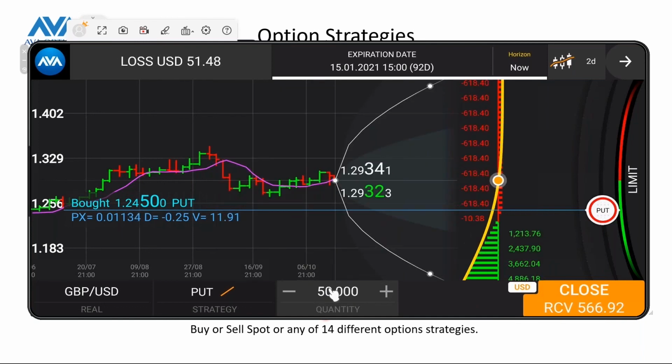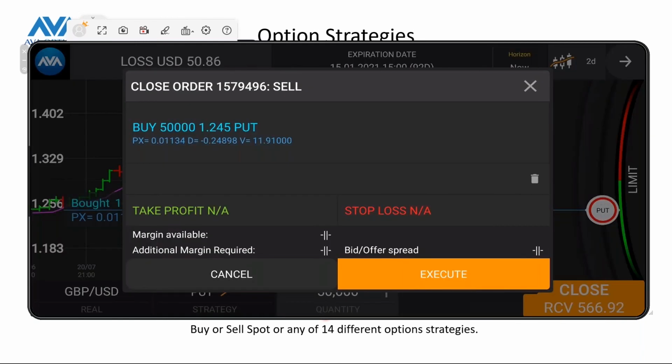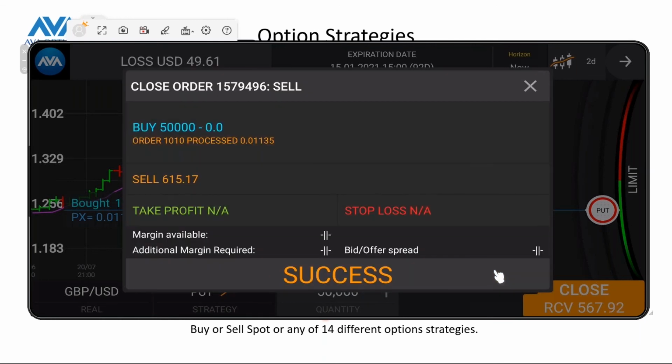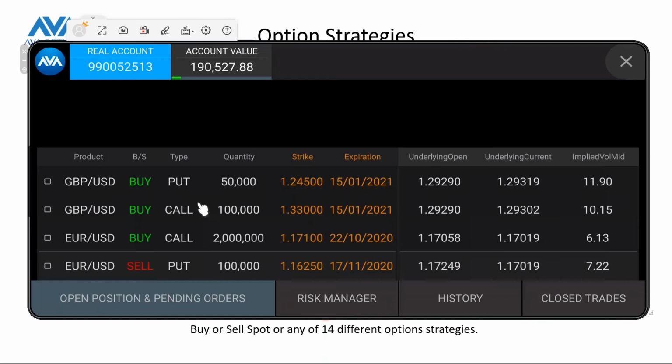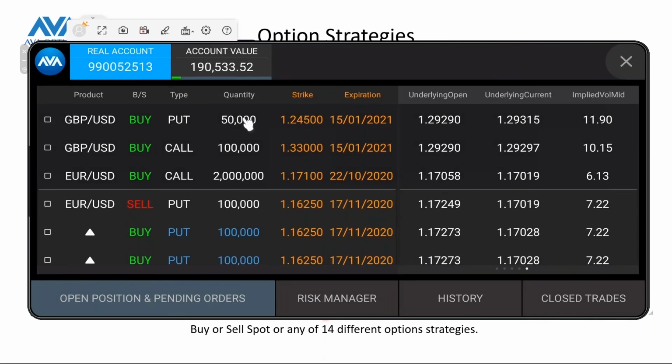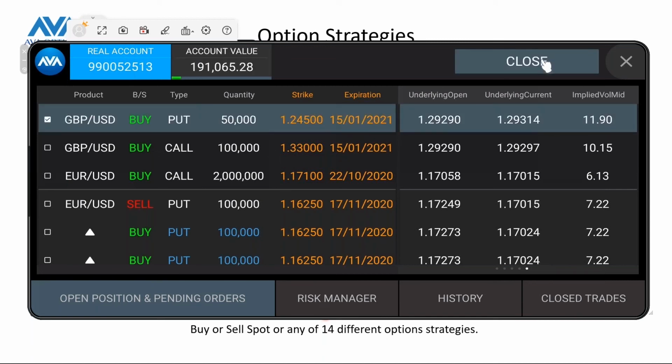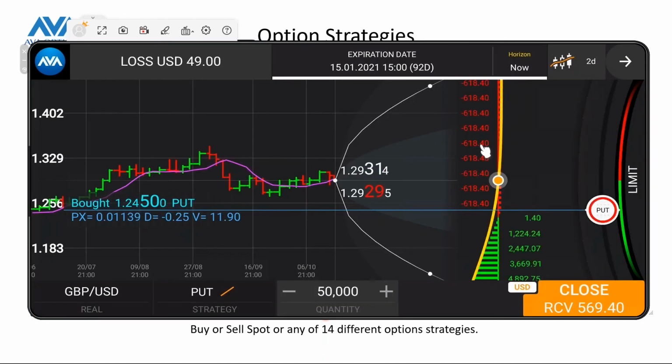Let's say I want to close half: close, execute. And I'm closing it because let's say I had already made money. And now when I go back to this page, you see I only have 50,000 left. Quick and easy. Let's say on the other 50,000, I want to leave a take profit level.